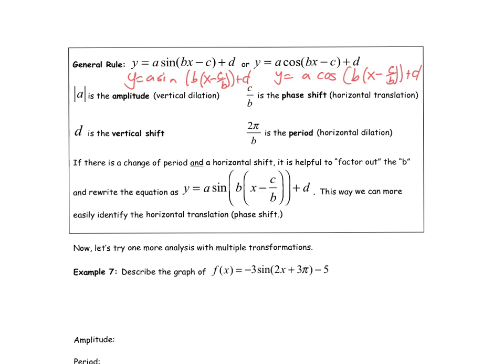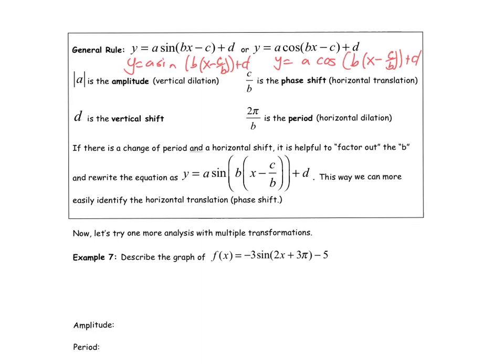D is the vertical shift, and 2 pi over b is the period, which will change if we have a horizontal dilation. And then here's a general note, which we did up above, that if there's both a change of period, so that's a horizontal dilation, and a shift, it's helpful to factor out b and rewrite the equation in this form. Let's go ahead and analyze one more example.